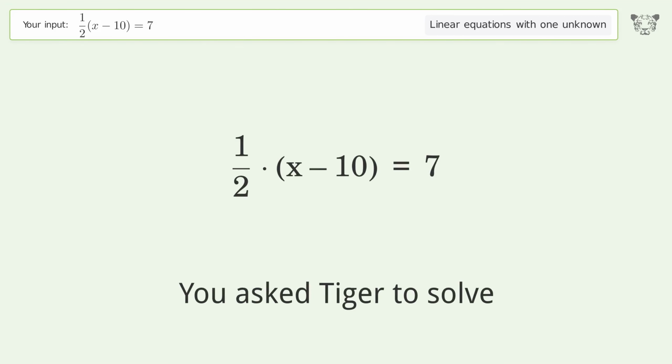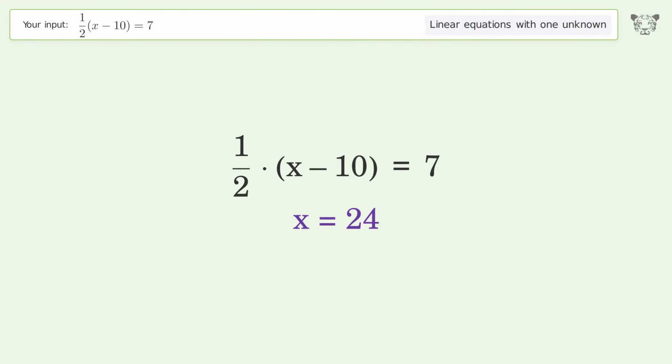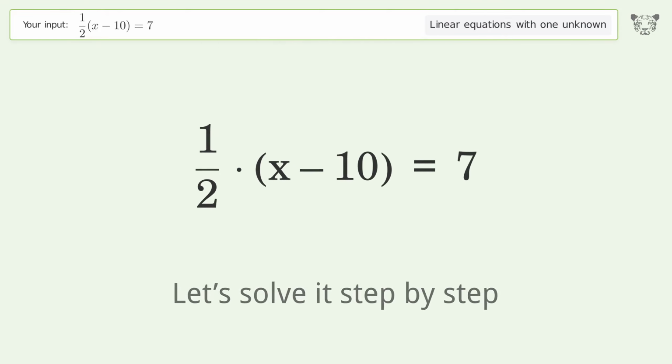You ask Tiger to solve this. This deals with linear equations with one unknown. The final result is x equals 24. Let's solve it step by step.